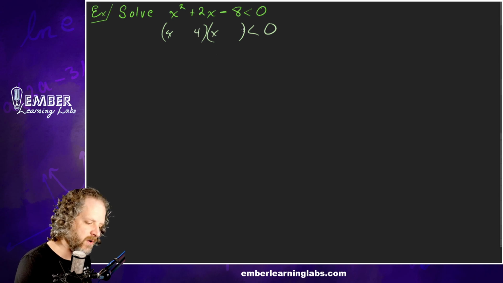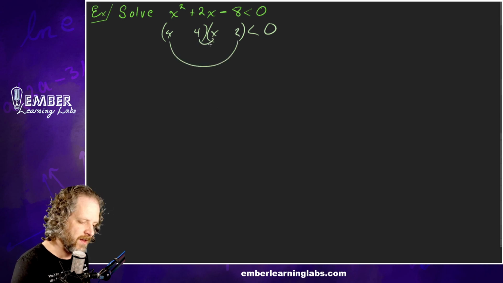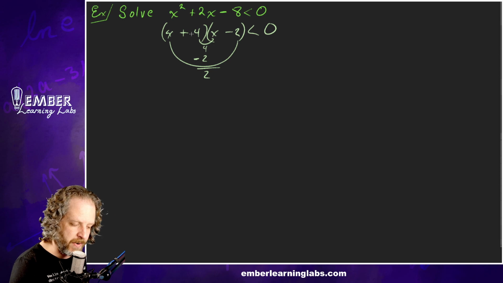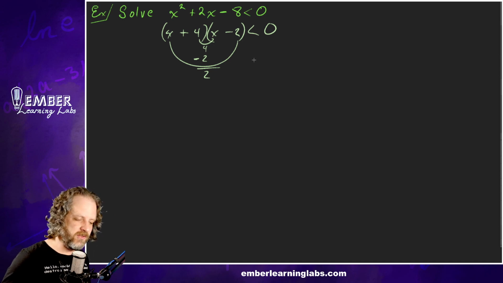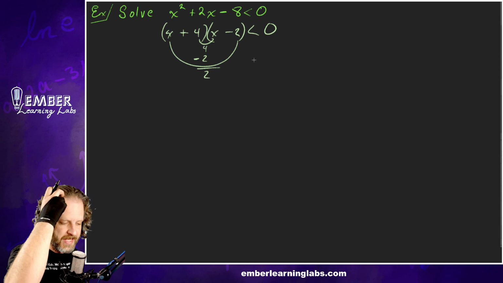How about 4 and 2? Smiley face. Does it work? 4 times 1 is 4. 1 times 2 is 2. Can we add or subtract these to get positive 2? Yes, we can. Put a minus and a plus. Does the inside work? Positive times a negative is a negative. It factors. Yay, happy days. So now here's what you need to think about.